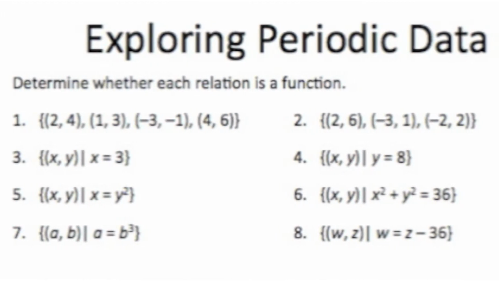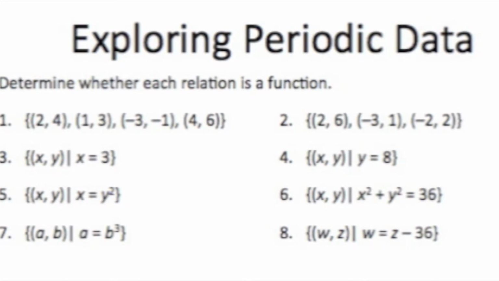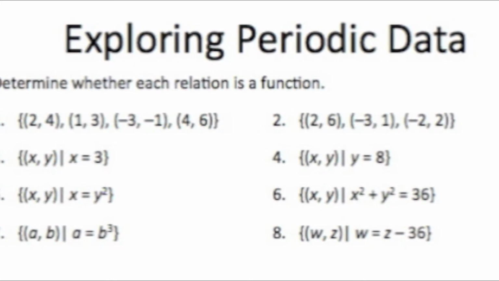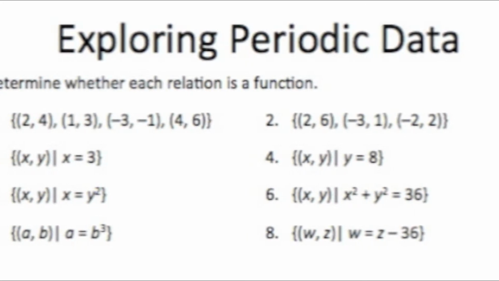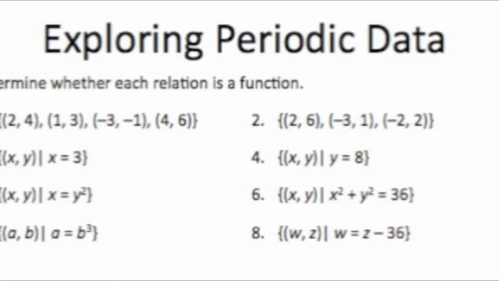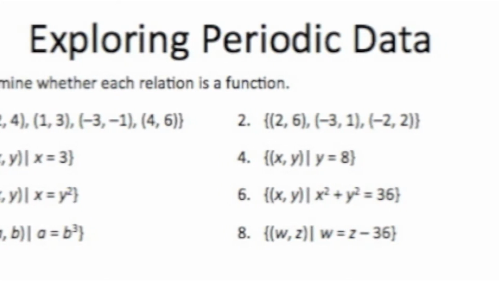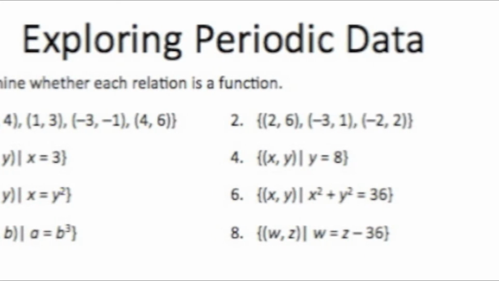So number 1, you can see x and y: 2, 4, 1, 3, -3, -1, and 4 and 6. And you should be able to tell whether this relation is a function or not a function from previous chapters. Work on this on a piece of paper or really quickly in your head just to make sure that you know what this is and that you properly understand whether the relation is a function.